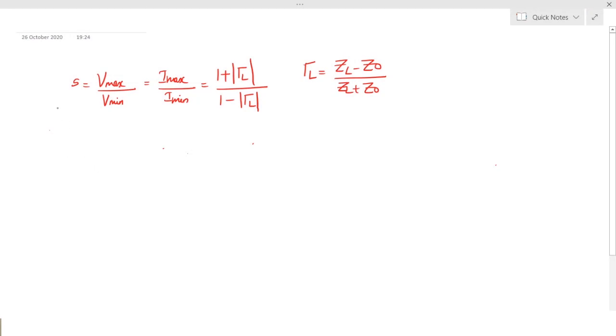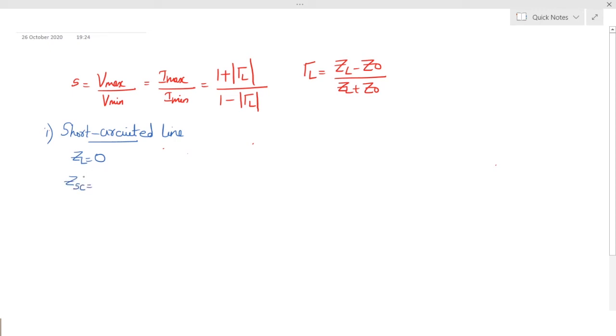Now let's consider the three special cases. One is a short circuited line. In case of a short circuited line, the load impedance will be 0 because the load is shorted. So that's one case. In that case, what will be the equation for the input impedance? Input impedance corresponding to a short circuited line.